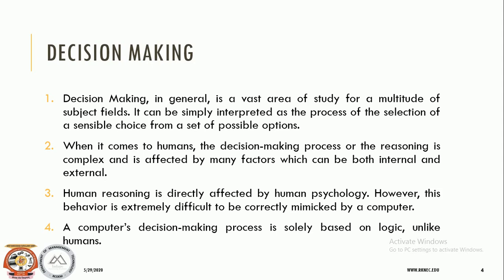Human reasoning is directly affected by human psychology. However, this behavior is extremely difficult to be correctly mimicked by a computer. We cannot say that a machine could mimic a human body or human nature. So everything cannot be mimicked by a computer, but yes, the MCDM techniques can be solved by computer, because they are solely based on logic and formulas. A computer's decision making process is solely based on logic, unlike humans. So in the MCDM techniques also we have the formulas, we have the logic for everything, and we'll be applying that logic to get the answer, to select the best alternative from the available ones.